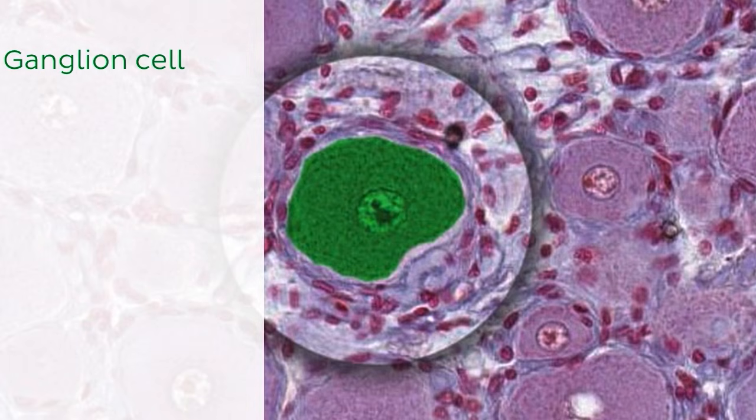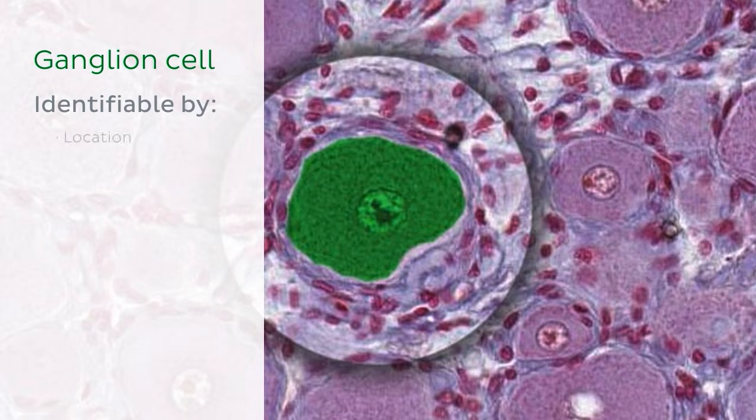Alright, now let's focus in a little bit more on the ganglion, so we can look a little bit more in detail at a ganglion cell. So here we have an image of a ganglion cell direct from our atlas on KenHub, and we know that this is a ganglion cell because of its location.